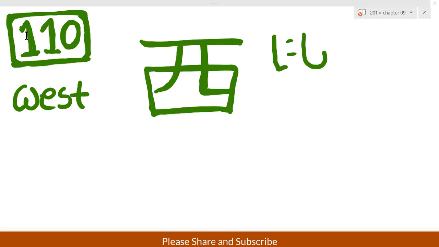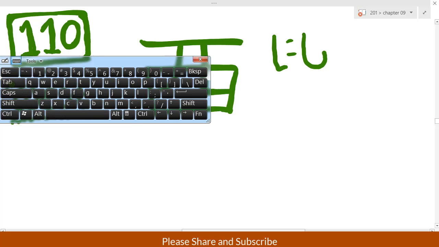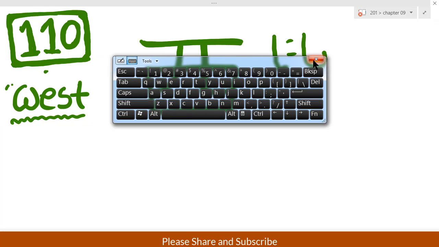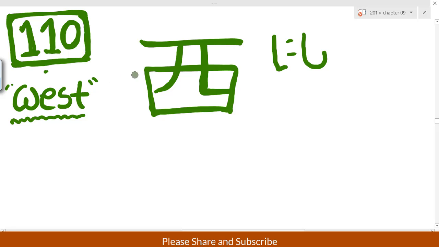110 kanji. So here, the meaning of waist. Waist. We know the meaning of waist usually. So the kanji is like that.